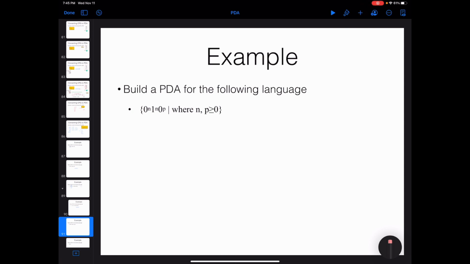This is very similar to this example that we have seen here, but the difference is that we don't restrict the number of zeros at the end to be equal to the number of zeros and ones at the beginning. So this is going to be a context-free language. We can create a grammar for that, something like S goes to A B.